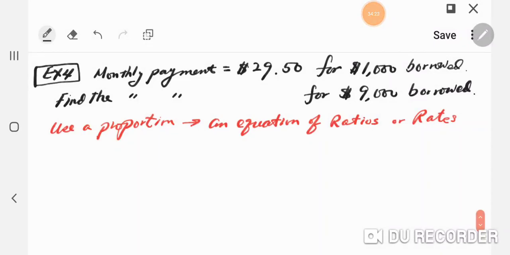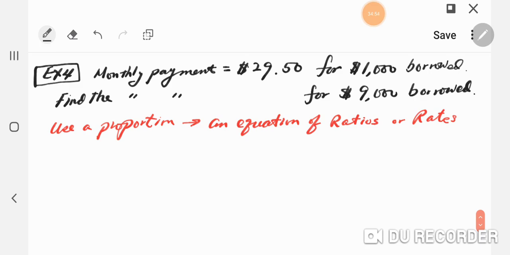Example 4. This is an application question, a word problem. The monthly loan payment for a car is $29.50 for each $1,000 you borrowed. So for every $1,000, the monthly payment will be $29.50. If you borrowed $9,000, what will be the monthly payment? We have to set up an equation that is a proportion.